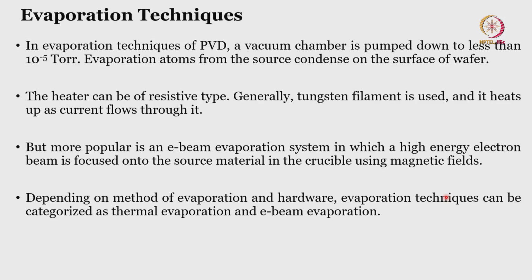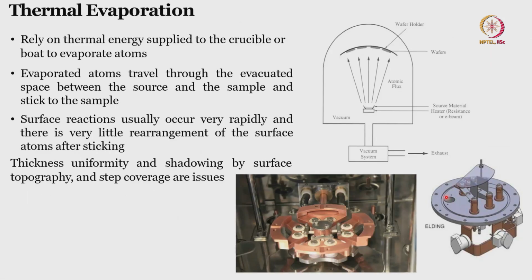The heater can be of resistive type. Generally a tungsten filament is used, and it heats up when current flows through it. But more popular is electron beam evaporation, as I told you, because if the material that you are using has a high melting point, it cannot be evaporated using thermal evaporation, but we can use E-beam evaporation. Again, depending on the type of evaporation and the material that you want to evaporate, you can categorize it as thermal evaporation or E-beam evaporation and take that particular technique to deposit the material.